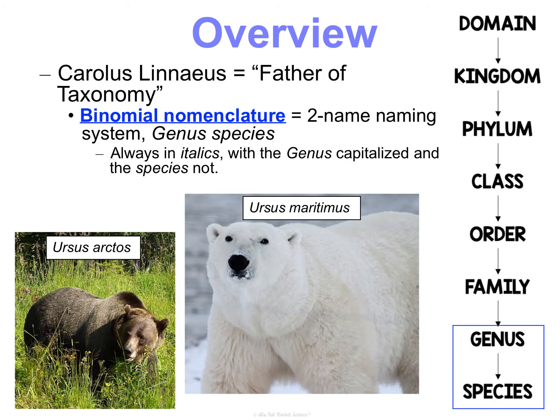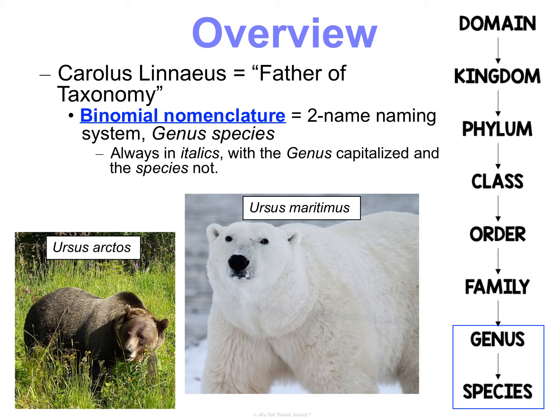So Carolus Linnaeus is the father of taxonomy. He created this two-name system of classifying species. We call that two-name system binomial nomenclature. It's always written in italics, and the first word is always capitalized. So the first word is the genus name, and then the second word is the species name. Like we are Homo sapiens, Homo is capitalized, but Homo sapiens, those two words are in italics.